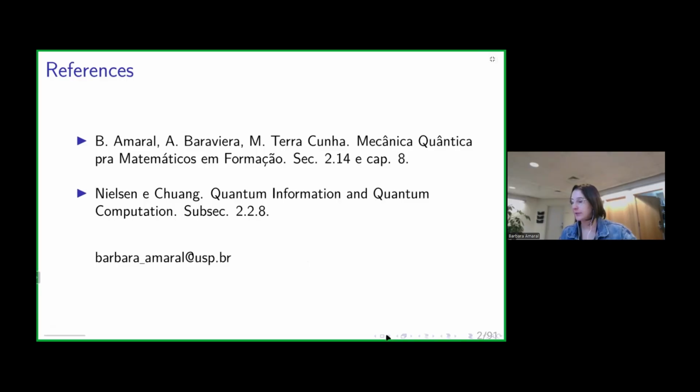Okay. Again, references. You can still follow this book. It's section 2.14 in chapter 8. And on Nielsen and Chuang, there is the more traditional quantum information and computation reference, bibliography. This is section 2.2.8.